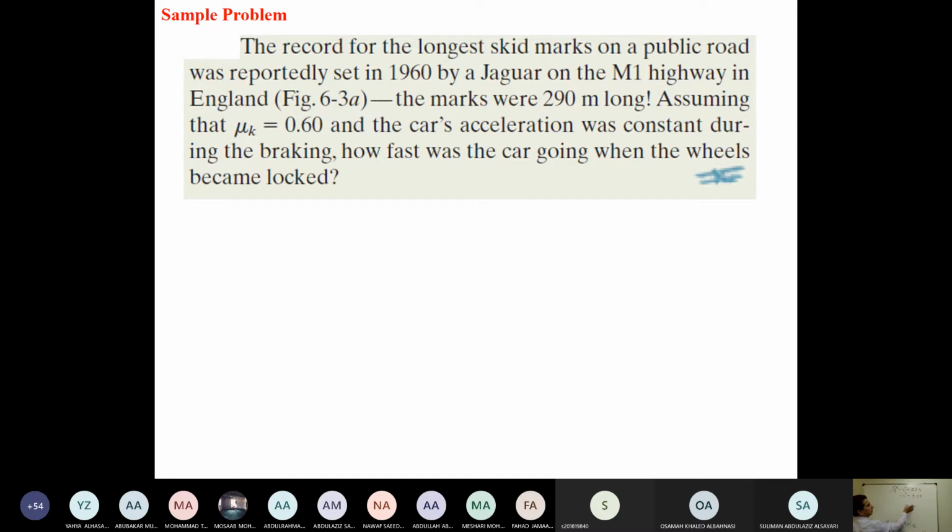We know this acceleration, since this was a deceleration, I will be putting the negative sign. So Vi, just taking the square root, will be the square root of negative 2ax. Don't be afraid of this negative sign, because the value of a is also negative, so that negative with this negative will become positive under the square root. So it will be 2 times 0.6 times 9.8 times 290 meters. It will give us the initial speed. Do you have any question here?